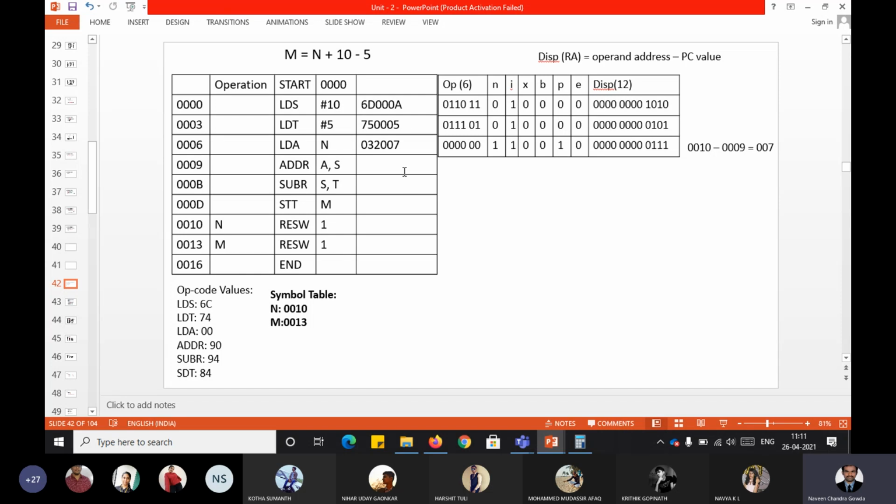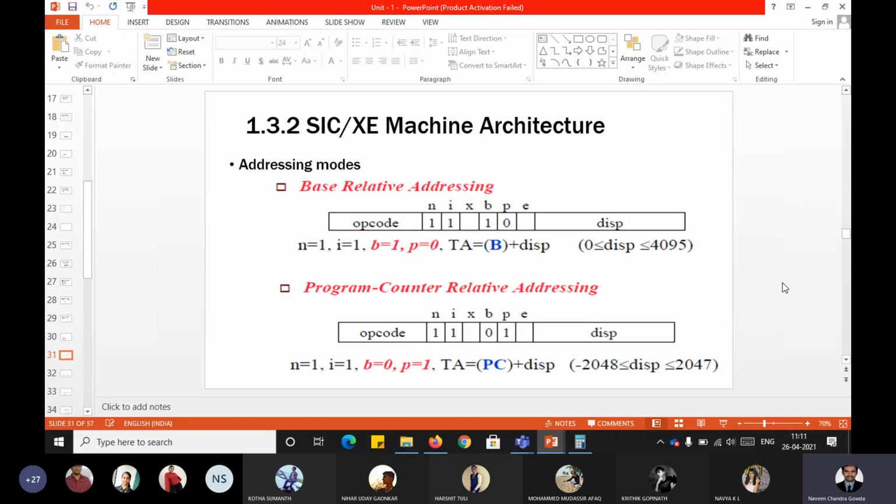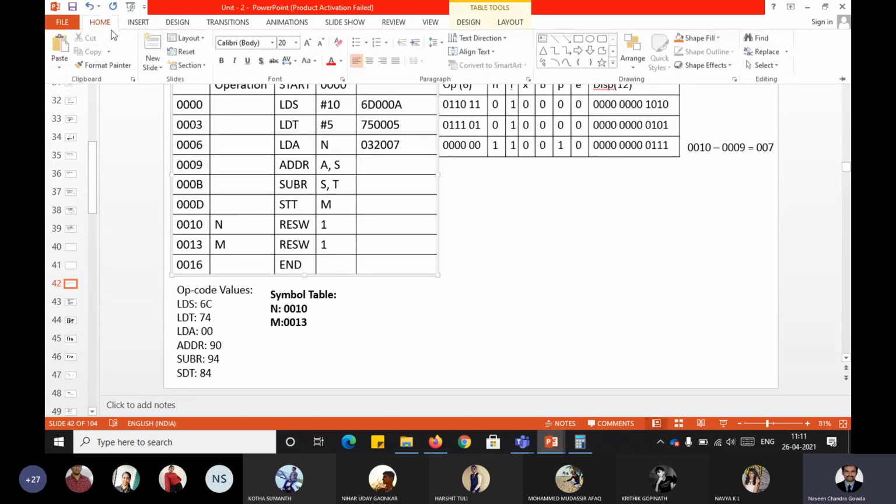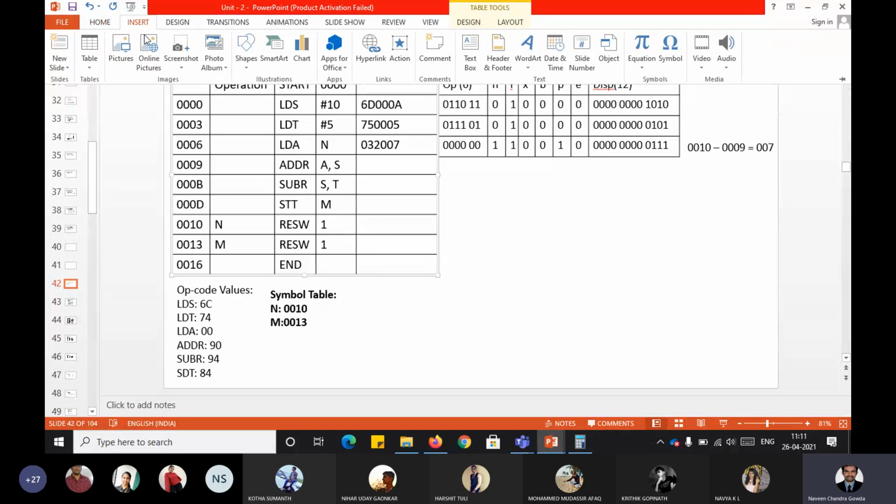Okay, next let me take you to the next instruction, which is very important, which is ADDR RA, and I told you this is a format 2 instruction. It is not format 3, and it is neither format 4. It is a format 2 instruction. What is the format of a format 2 instruction? If you remember, it is opcode followed by register 1 and register 2. I repeat, let me place it in a separate table for that.